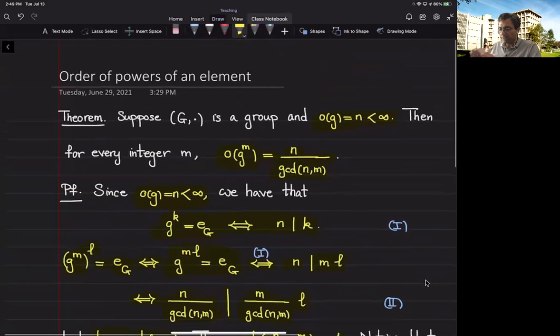So again, let's go over this. Order of g to the m is equal to order of g over the GCD of order of g and m. Okay, so this is an important equation. Please pay attention to this.